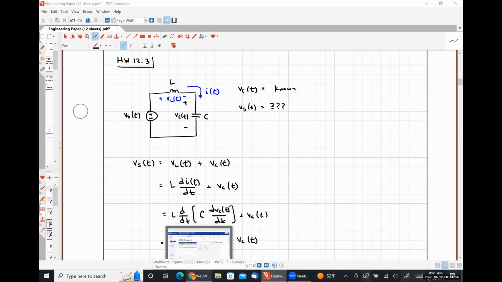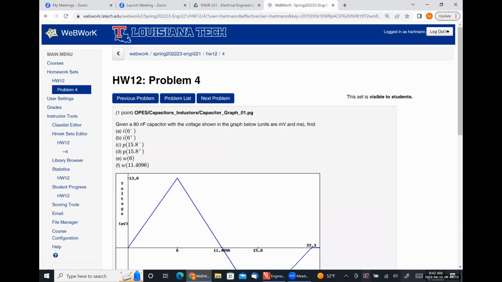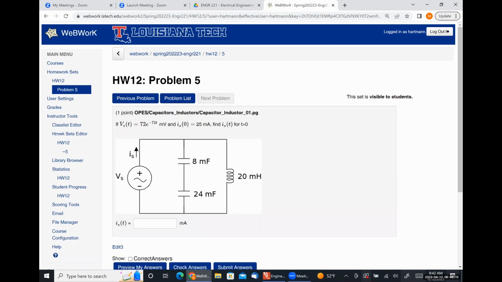Right, so you're given L, you're given C, and you're given VC of t, and it's literally asking for a function of time. So you simply do that second derivative, plug the numbers in, and Bob's your uncle. That's just a boring graph thing.